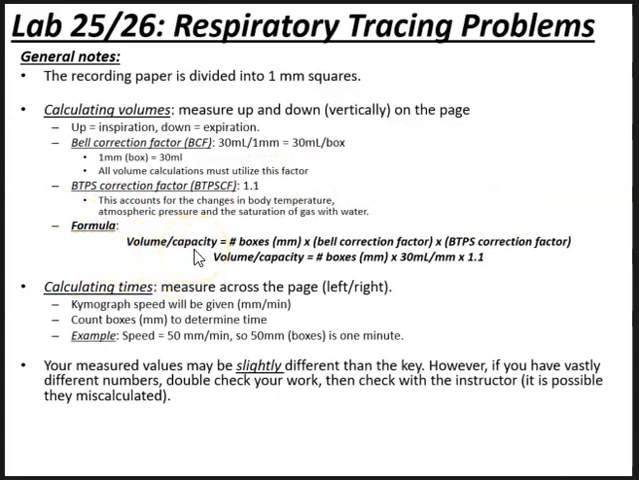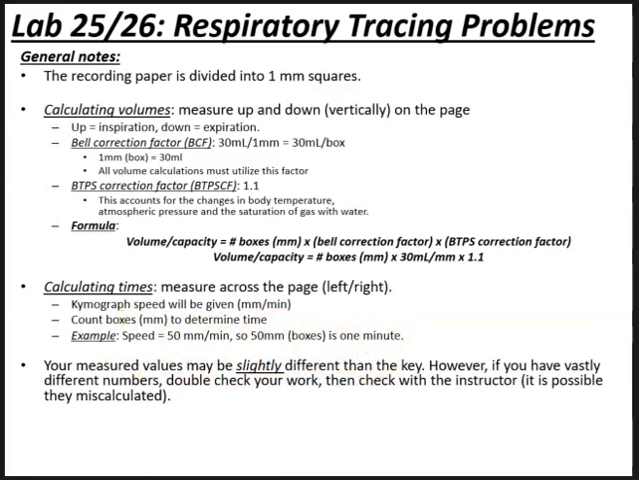With regards to speed, time is measured across the page from left to right. The kymograph speed will be given in millimeters per minute, and then we will count the boxes in millimeters to determine the time. For example, if we have a speed of 50 millimeters per minute, that means we have 50 millimeters or boxes in 1 minute. Usually the kymograph speed will be given.